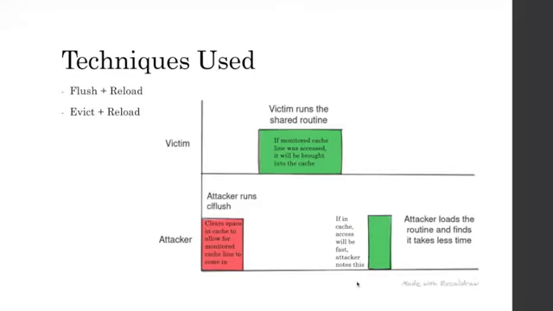The difference between the two techniques is the way they evict the monitored cache line from the cache. In flush plus reload, the attacker uses a machine instruction like x86's CLFLUSH to flush the specific cache line out of the cache. Using evict plus reload, the attacker forces the cache to remove specific data by filling the cache up with other data. This way they can see that the data was accessed if the data reappears in the cache.